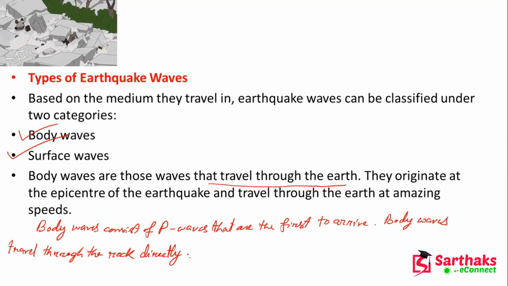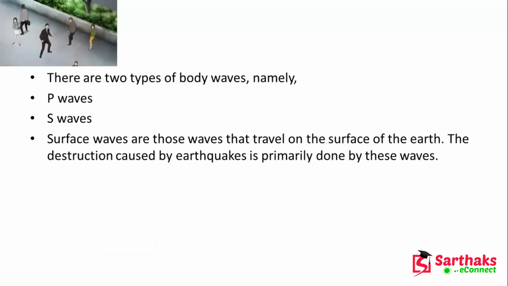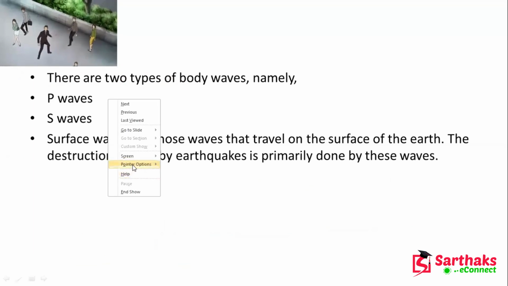Okay, so what is a body wave? A body wave is a seismic wave that moves through the interior of the earth, as opposed to surface waves that travel near the earth's surface. P and S waves are body waves. Next, there are two body waves here, that is P waves and S waves.